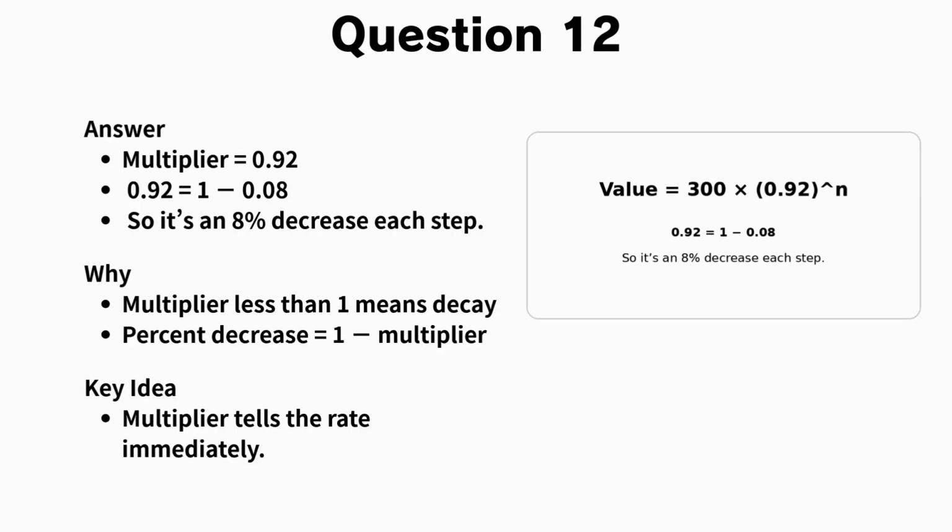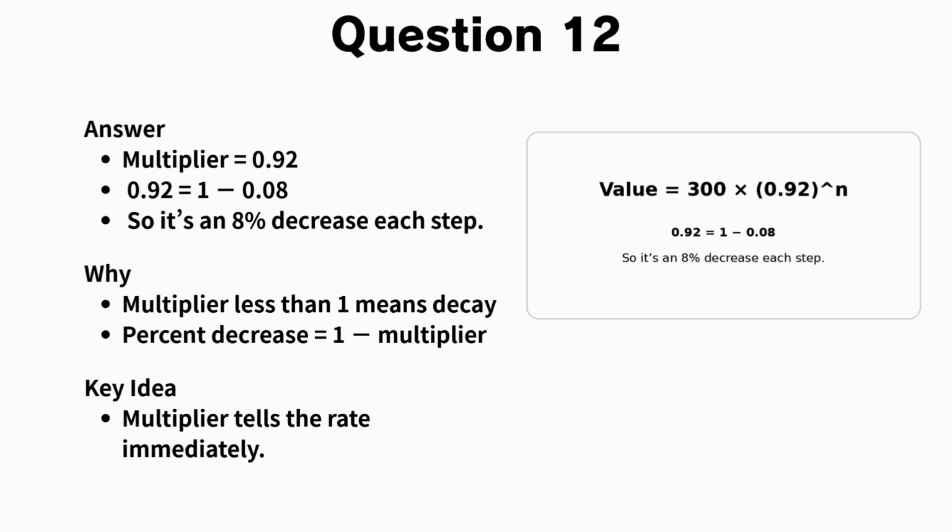Question 12. Explanation. Let's break this down carefully. The model is, value equals 300 times 0.92 to the power n. In an exponential model, the number being multiplied each step is the base, here, 0.92. That base is the multiplier per step. Now translate that multiplier into a percent change.